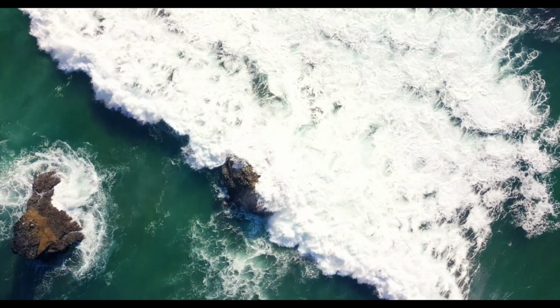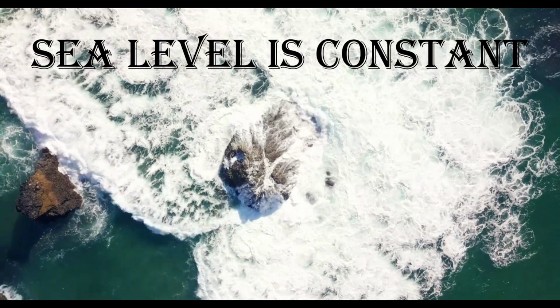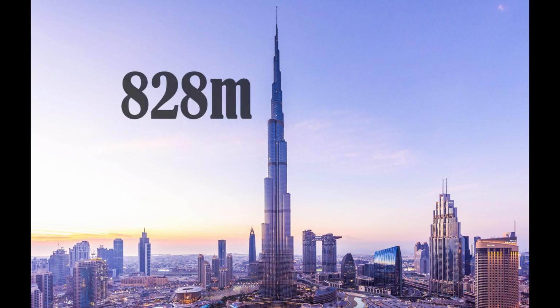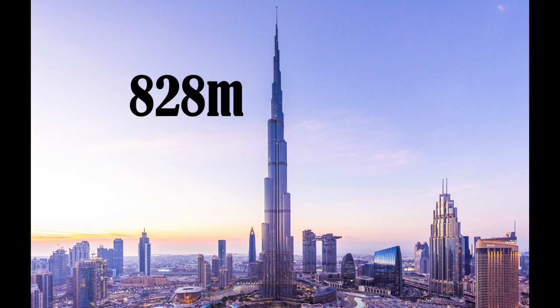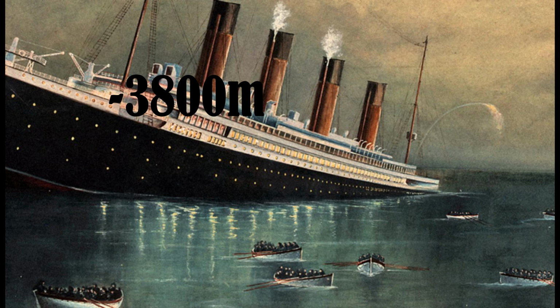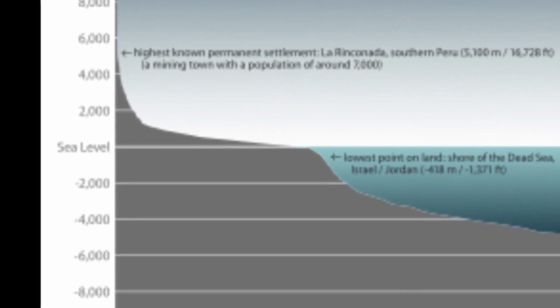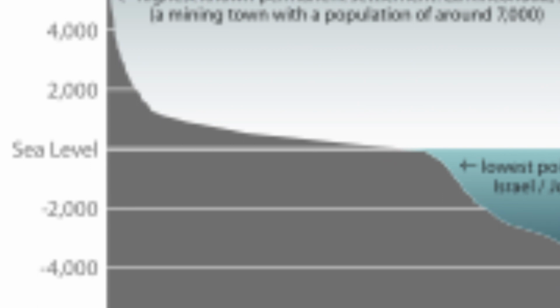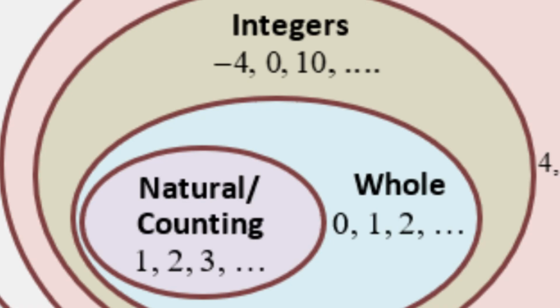To measure stuff around us, we need a reference, a universal reference or a natural constant. For example, we measure elevation compared to the sea level, because for the most part, sea level is the same. The Burj Khalifa is 828 meters above sea level, and the Titanic sunk at minus 3,800 meters. So you see, when you're measuring stuff, we choose a reference, and values above the reference are positive, whilst values below the reference are negative. So, integers are all the whole numbers with their negative counterparts. All whole numbers are a subset of the integers.